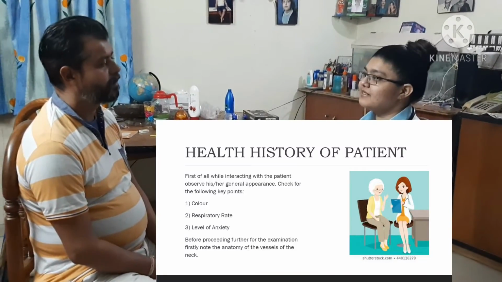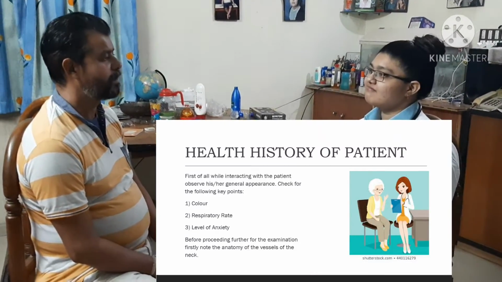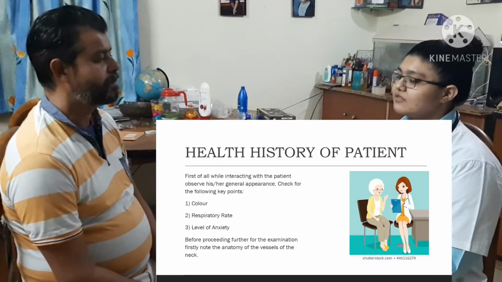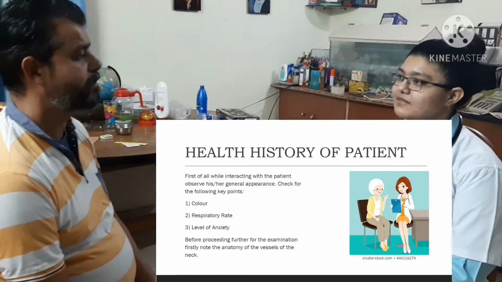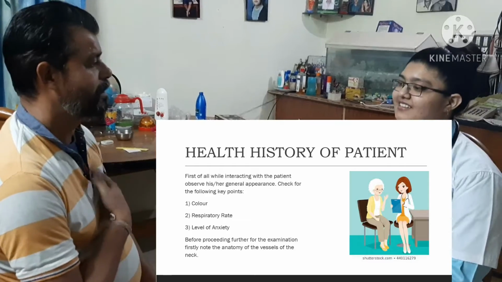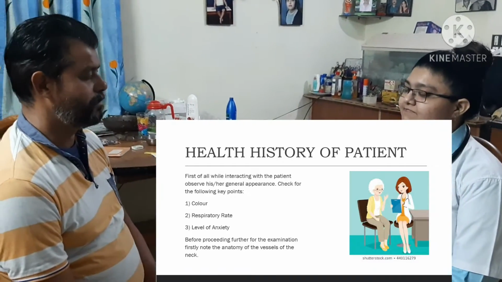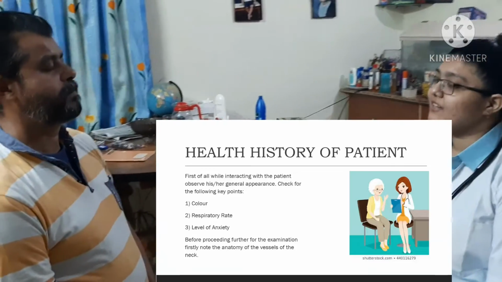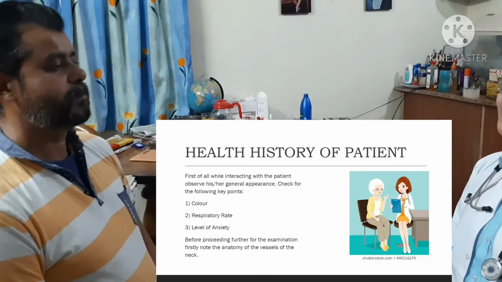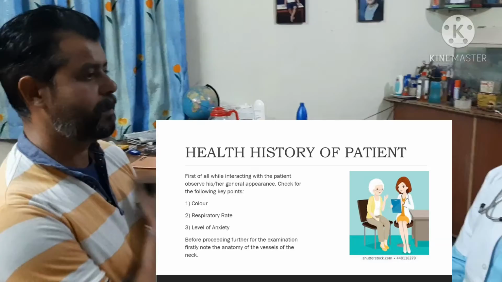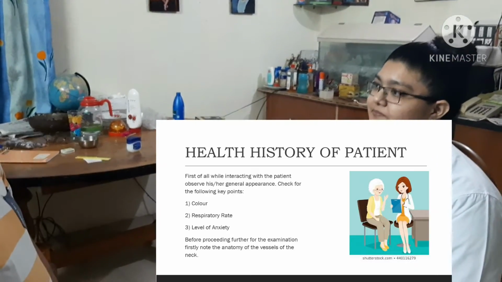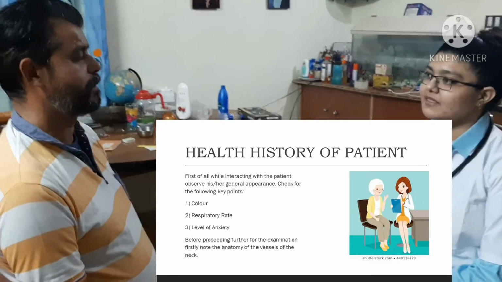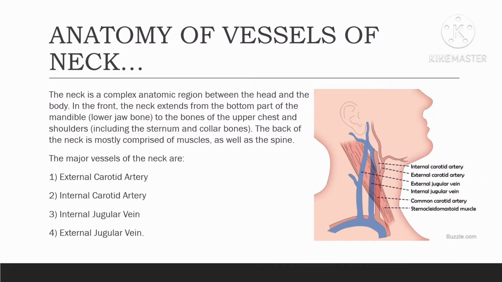Health history of patient. First of all, while interacting with the patient, observe his or her general appearance. Check for the following key points while interacting with the patient. First, color. Second, respiratory rate. Third is the level of anxiety. Also, try to establish a comforting and supportive relationship with the patient.